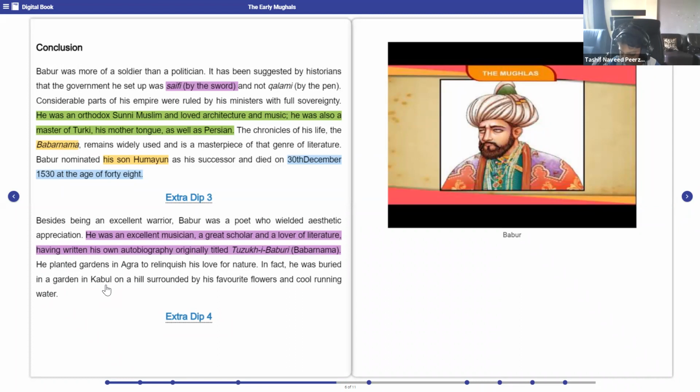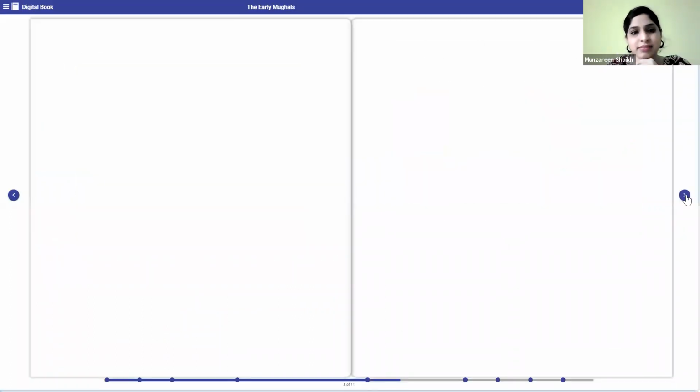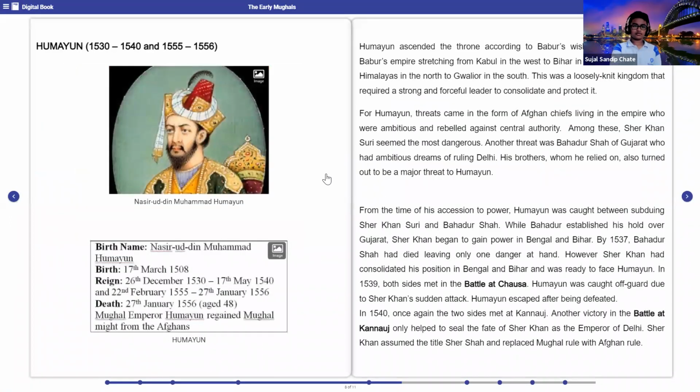I hope you all understood everything about Babur now. Ma'am, that means he had many good qualities. He had good qualities. That's the reason he's called the founder of the Mughal dynasty. The next ruler which we will study about will be whom? Any guesses? Humayun.